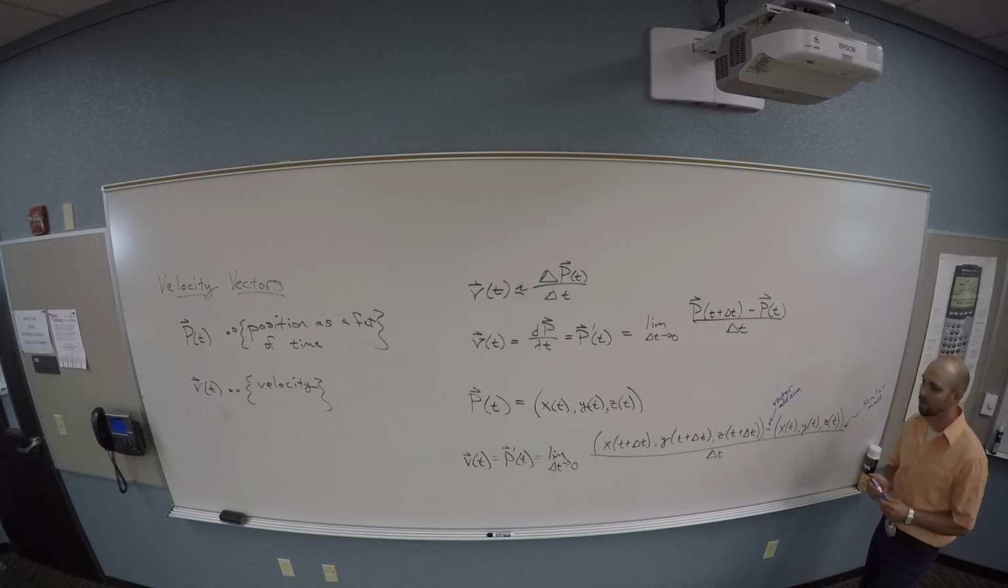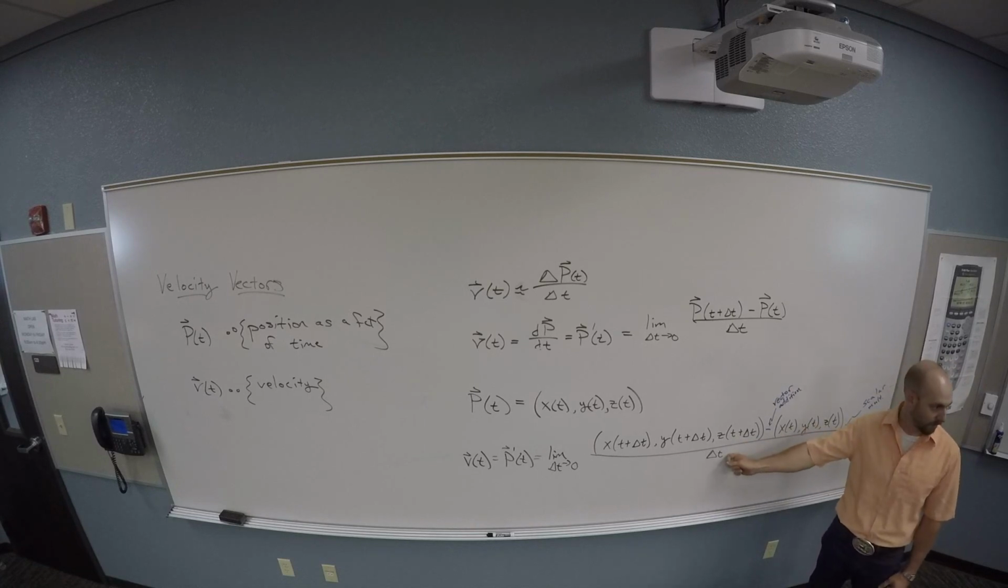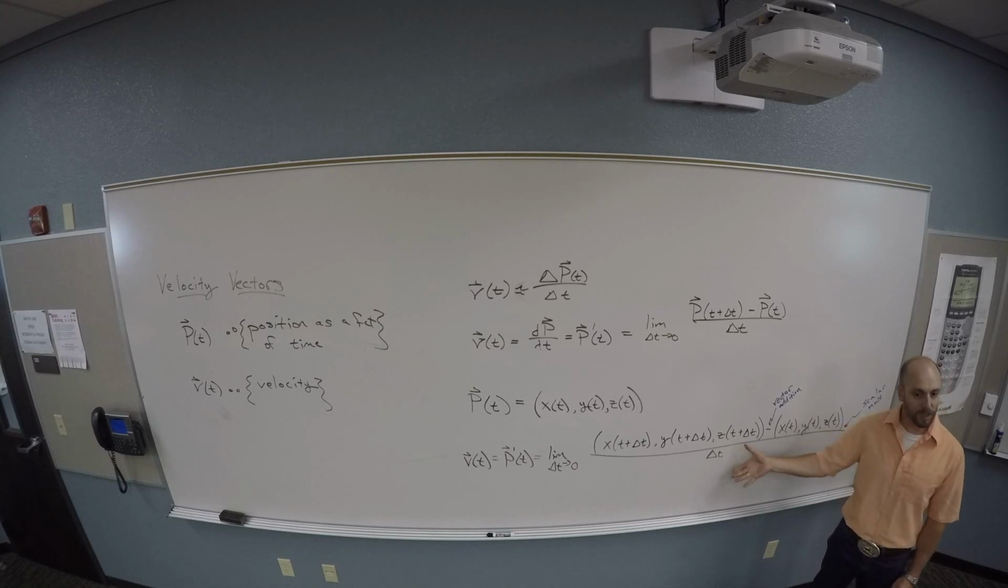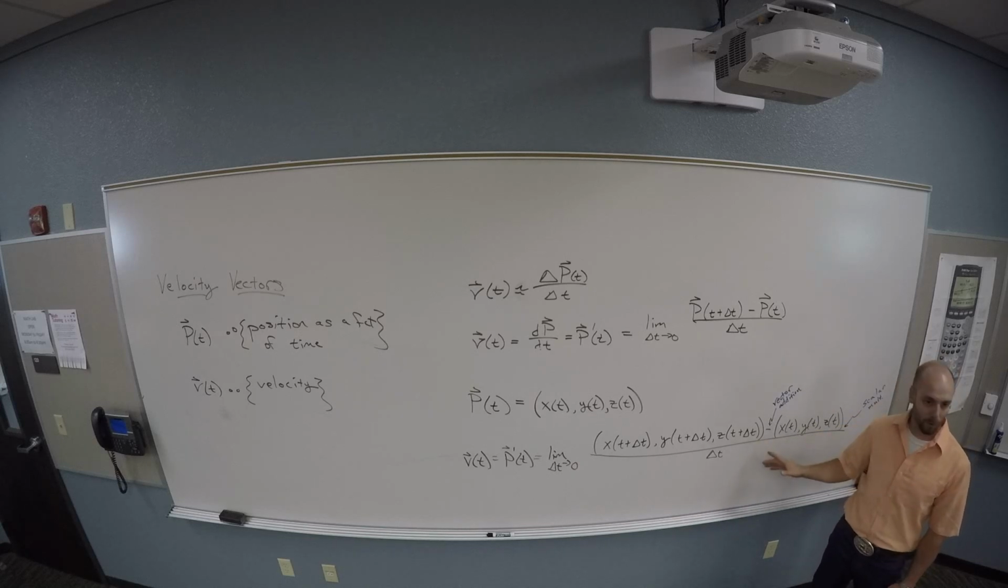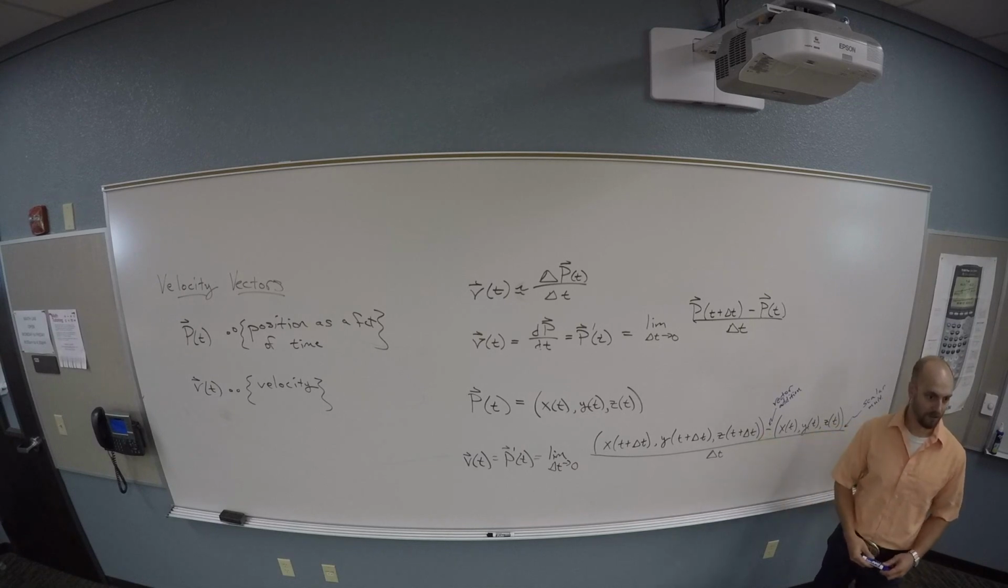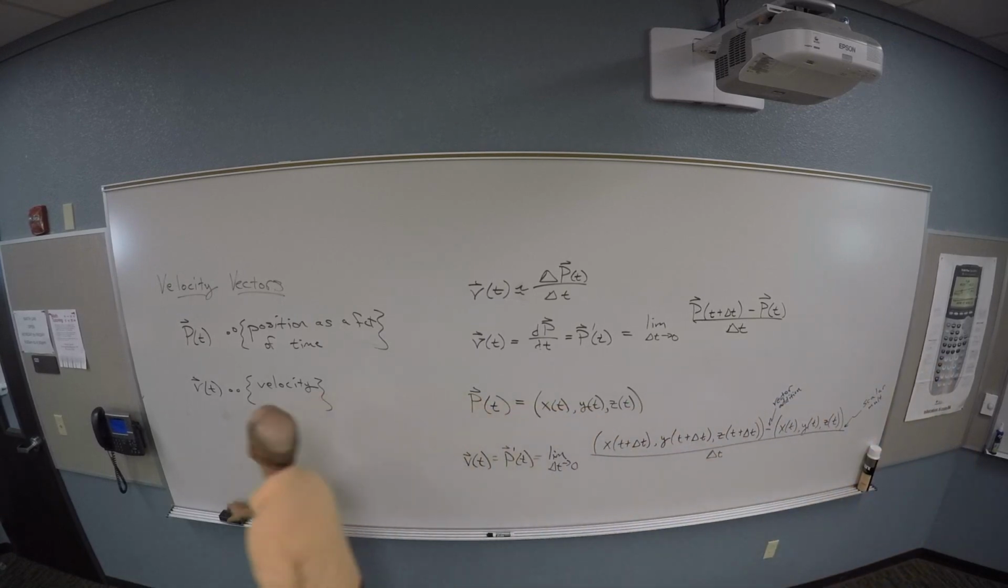You guys see that? Really, I'm taking these two vectors, calculating their difference, and then multiplying by the scalar 1 over delta t. I just want to check that I'm allowed to do all that, right? Because delta t is a scalar, I'm okay doing this. If delta t was a vector, I wouldn't know how to do this.